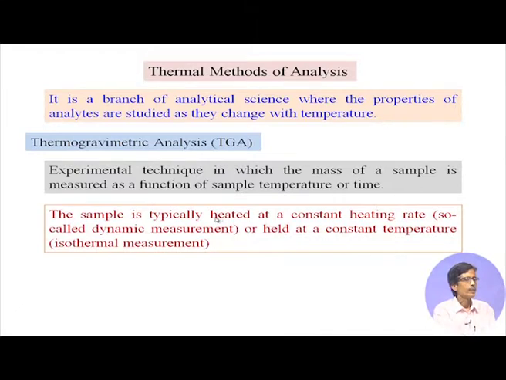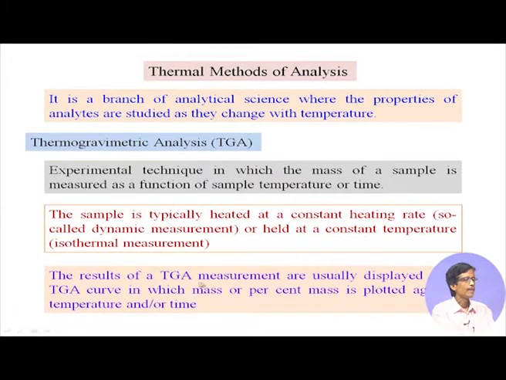So, the sample or the analyte, we can heat it at a constant heating rate. That is very important, why we should use a constant heating rate, the so-called dynamic measurement. So, we have a constant heating rate of, say, 5 degrees centigrade per minute or 10 degrees centigrade per minute, or otherwise held at a constant temperature, that means isothermal measurement, when we hold the sample at a constant temperature. So, we can also monitor the temperature rise in terms of the corresponding furnace temperature.